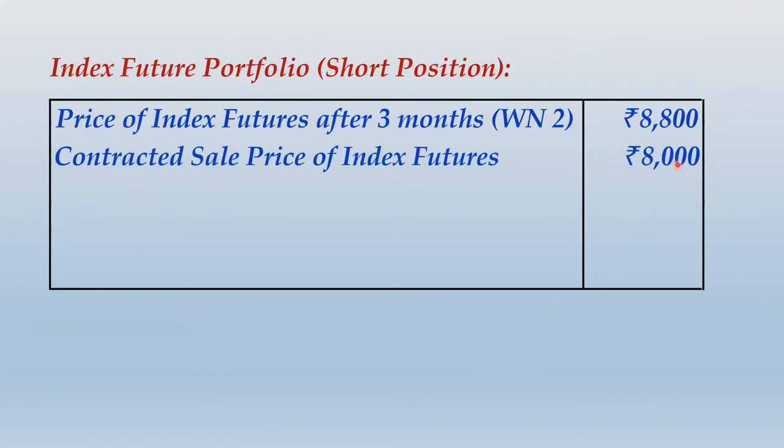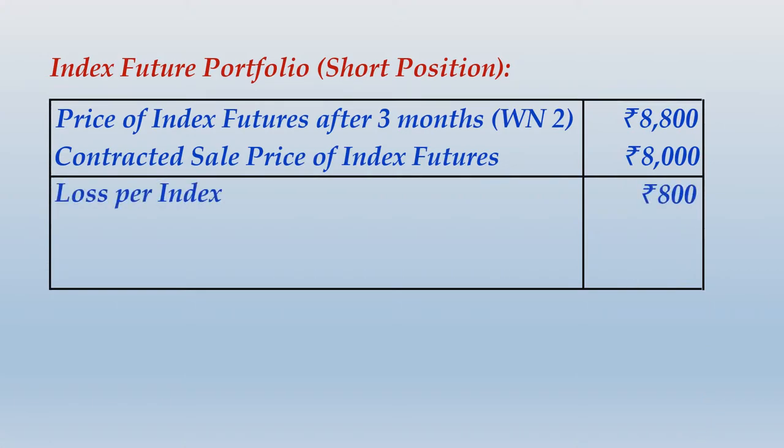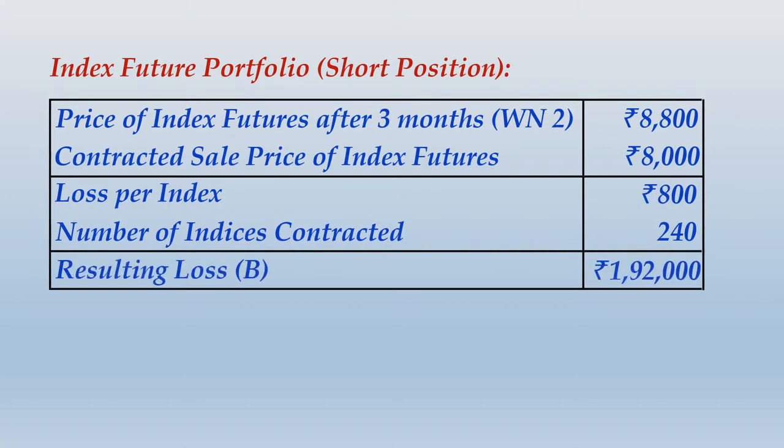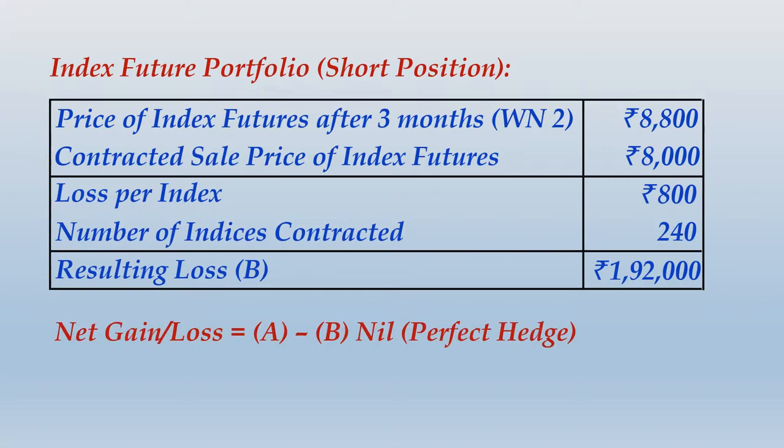You agreed to sell at 8,000, but on settlement the price is 8,800. So obviously there will be a loss per index amounting to 800. Number of units you have contracted for is 240. 240 multiplied by 800 would give you loss of 1,92,000. And in your stock portfolio you made a gain of 1,92,000. Your net gain or loss remains nil. That is perfect hedge. So please take the screenshot of this working and then I take you ahead.